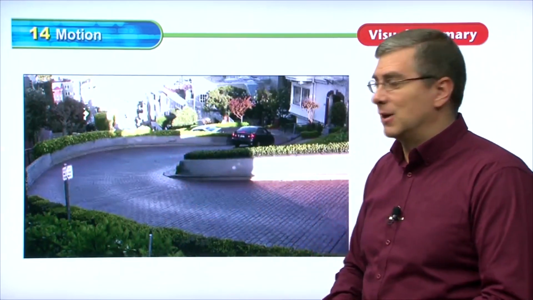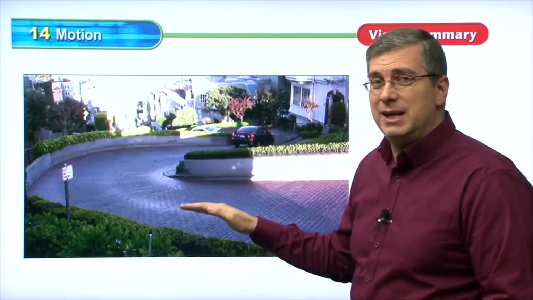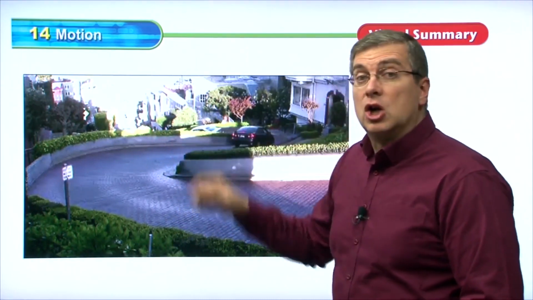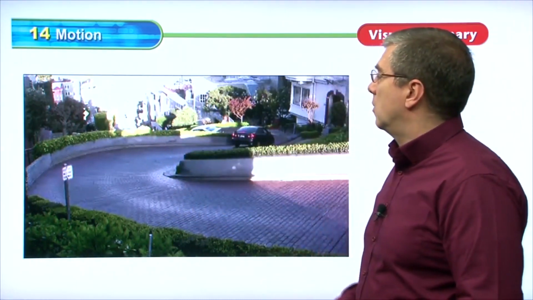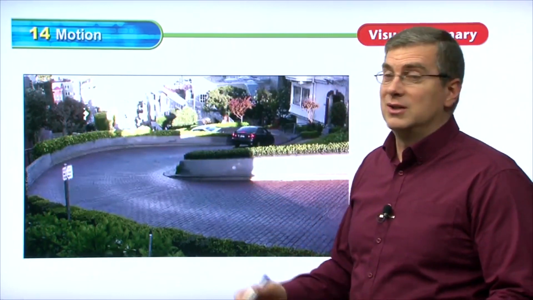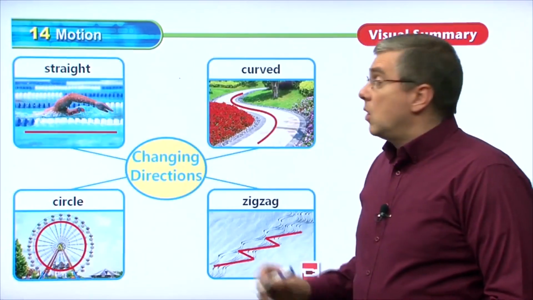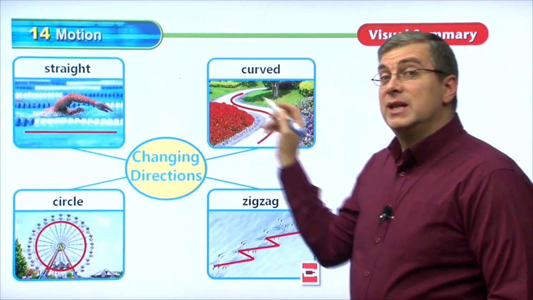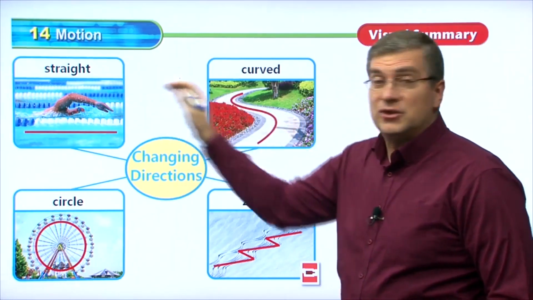Then we're talking about speed, right? Lower your speed when you go down a curved road. Okay? Because you don't want to get in trouble. You don't want it to be dangerous. Okay, so we've talked about straight. We've seen examples of curved. We talked about straight and curved.